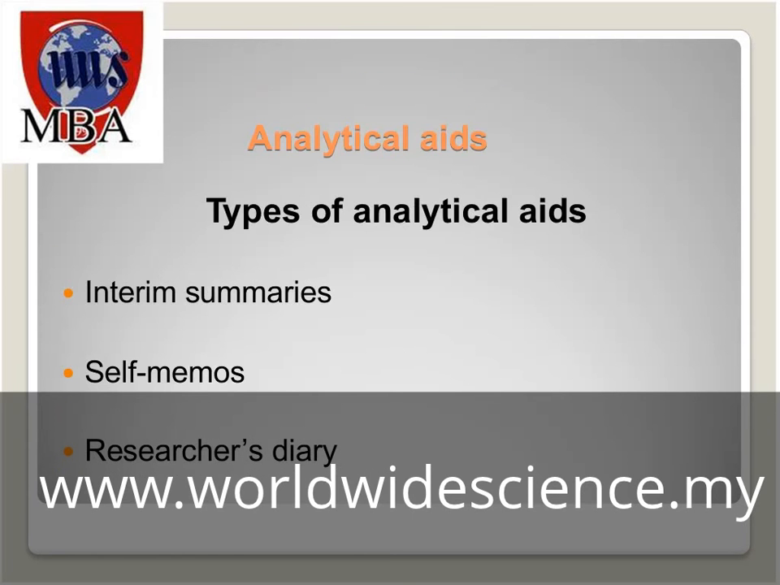Okay, what is an analytical aid? The types of analytical aid are interim summaries, self-memos, and research diaries. Of course, for qualitative research, maybe you should do it as a self-memo. Maybe you have a diary or interim summary. So all of them are not in numbers. All of them should be scanned, and the other methods that I mentioned in the previous slide.